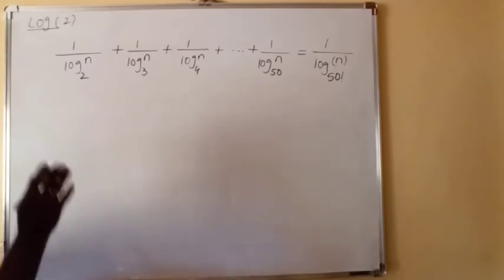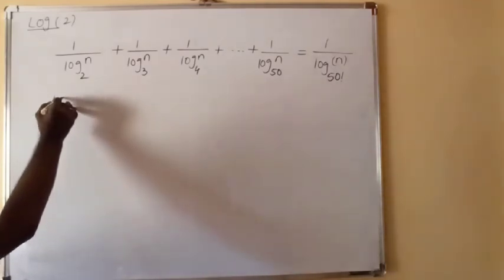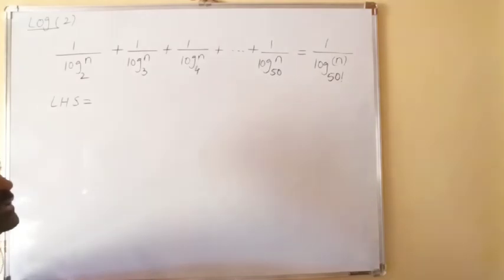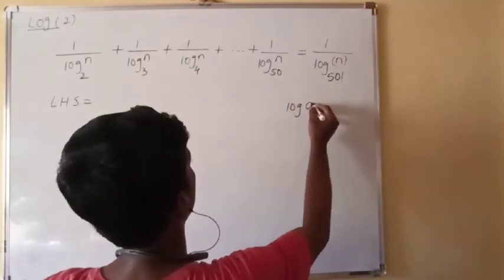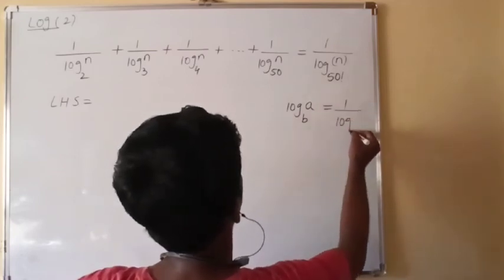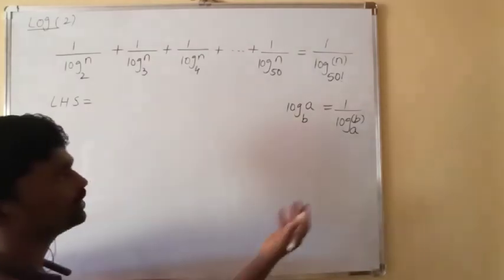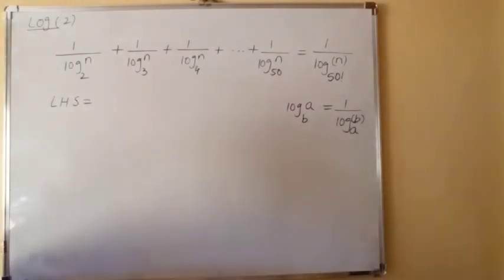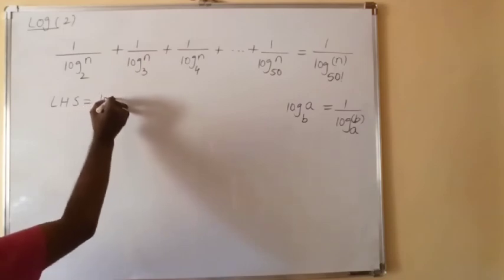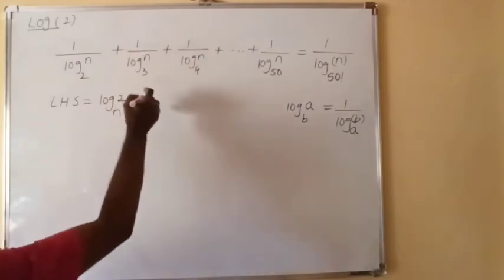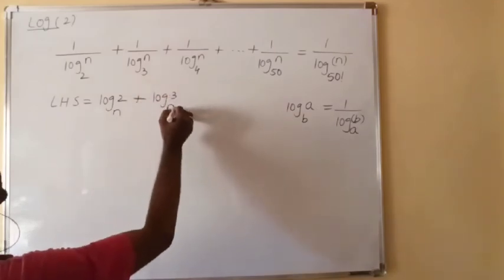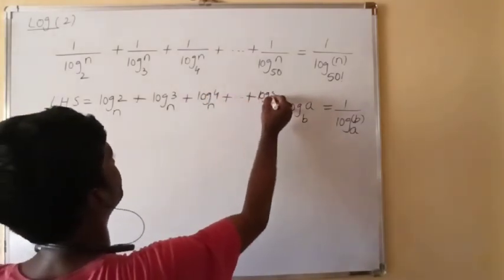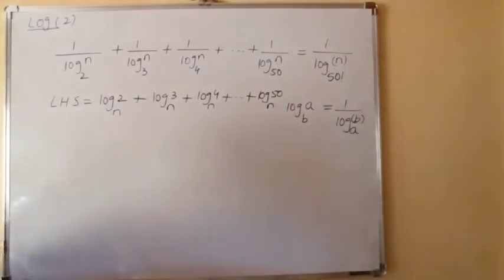Okay. So to prove that LHS is equal to RHS, first you take the LHS, and don't take the LCM. Here use the fundamental law log a to the base b is equal to 1 by log b to the base a. But you have to apply it the other way around: 1 upon log b to the base a can be written as log a to the base b, meaning the positions of a and b are changed. So 1 by log n to the base 2 can be written as log 2 to the base n, plus log 3 to the base n, plus log 4 to the base n, and so on up to log 50 to the base n.